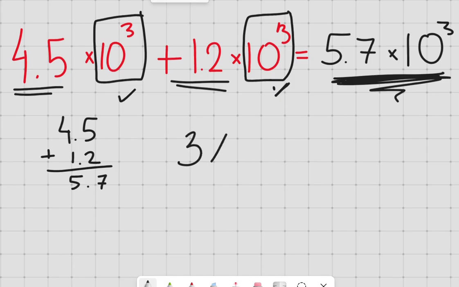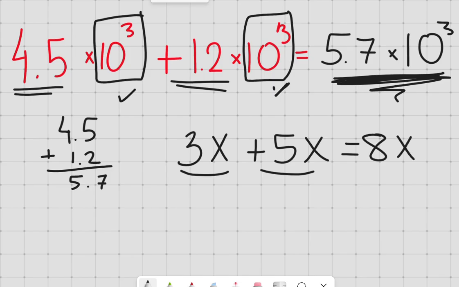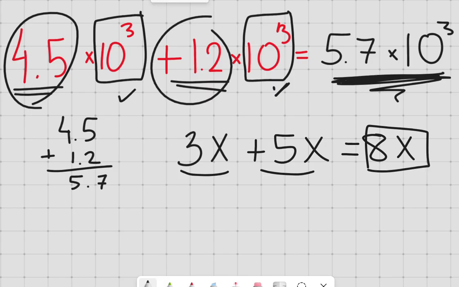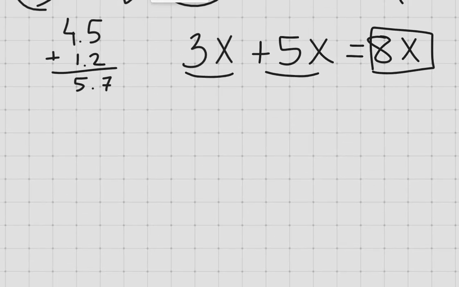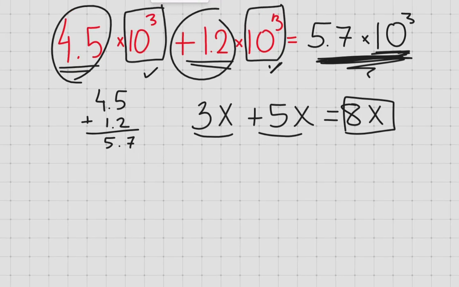Same as if you have, for example, 3x and you have 5 more x's. What's the answer to this question? 3x here and 5 more here. The answer will be 8x. That is why we add this number and we just copy 10 to the power of 3. Good. Let's do one example with subtraction, if this makes sense.